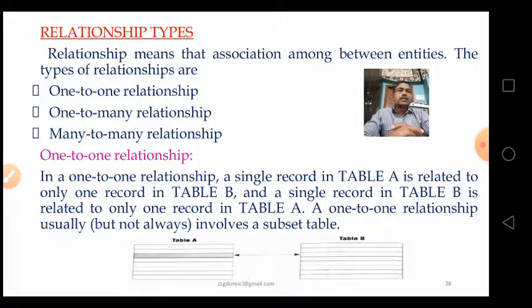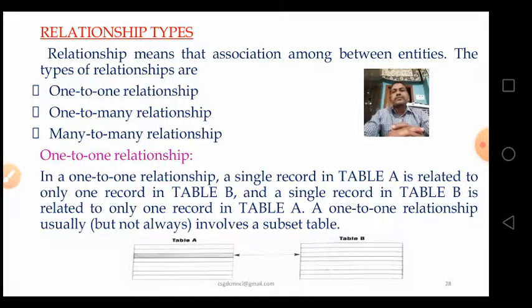Now we discuss relationship. Relationship means an association between entities. An association between entities is called a relationship. The different types of relationships in DBMS are: number 1, one-to-one relationship; number 2, one-to-many relationship; number 3, many-to-many relationship.